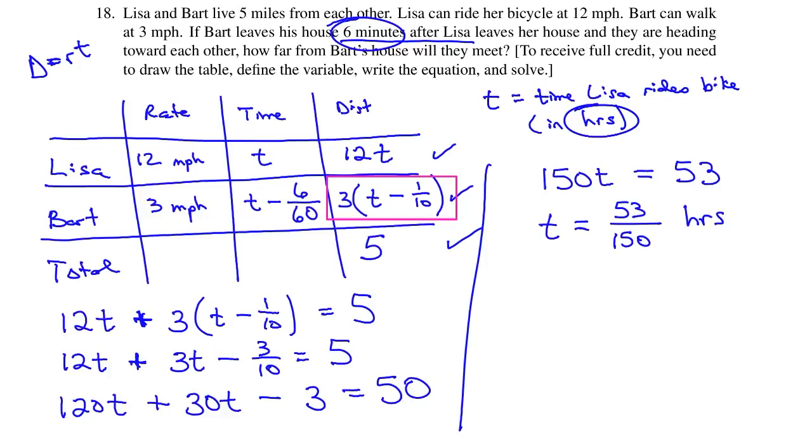And that will tell me how far Bart walked. So we're going to have distance is equal to 3 times 53 over 150 minus 1 over 10. And if you put that into the calculator and work it out, you get 0.76 miles.